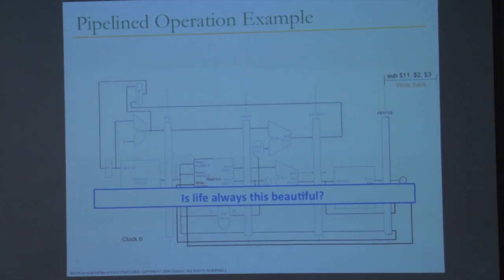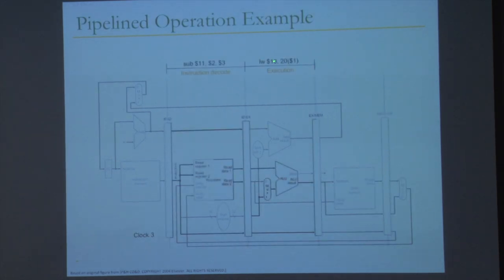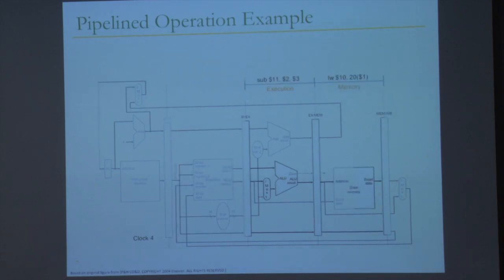I'll ask you again, is life always this beautiful? It's not, right? In this case, I show you an example where the subtract was independent of the load. Load is writing to register 10 in MIPS terminology. Subtract is reading from register 2 and register 3. So they're completely independent of each other. But if the subtract was dependent on the load, it couldn't go and execute. You couldn't do this, right?